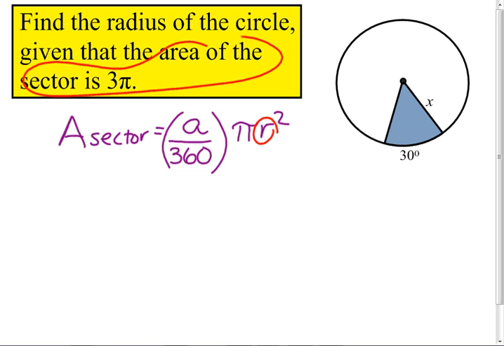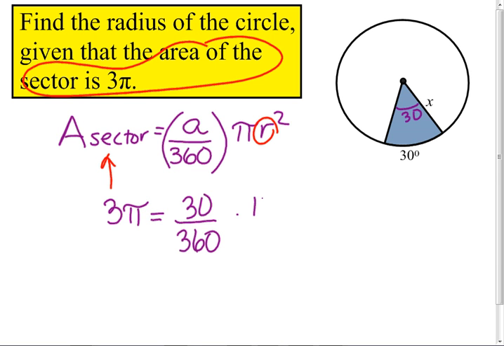It's the area. So you've got to read it carefully. So this is going to be 3 pi equals, do I know what the angle is? Look at the picture. Yes, I do. That's 30, out of 360 times pi times radius squared.